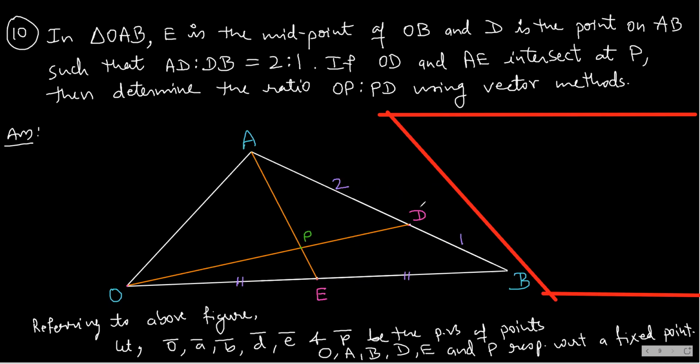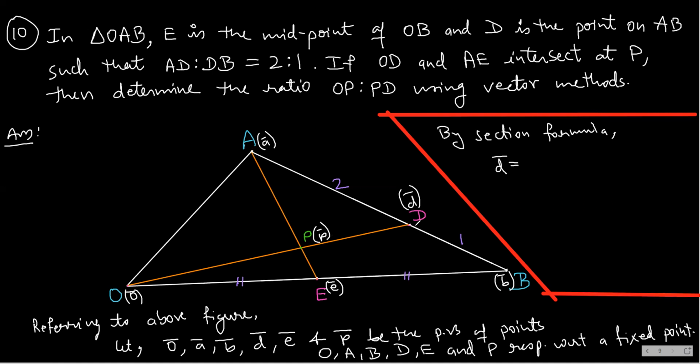I will write bisection formula. D bar equals to, see, D bar is, okay, right here A bar, the position vector of point A. This is D bar. Here I will write beside point B, I'll write B bar. This is E bar. This is O bar. And here I have P bar.